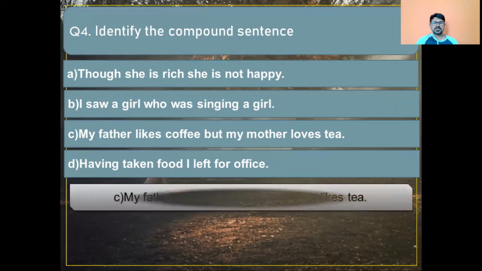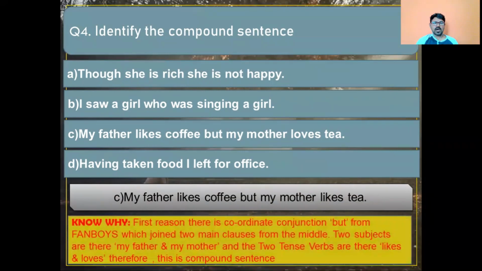The correct answer is option C. My father likes coffee, but my mother loves tea. Know why? First reason, there is coordinate conjunction but from FANBOYS, which joined two main clauses from the middle. Two subjects are there, my father and my mother, and the two tense verbs are there, likes and loves. Therefore, this is the compound sentence.